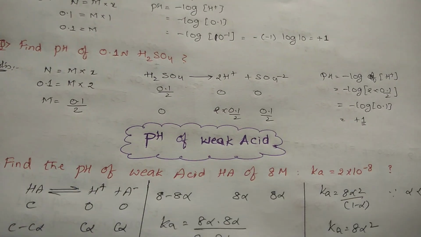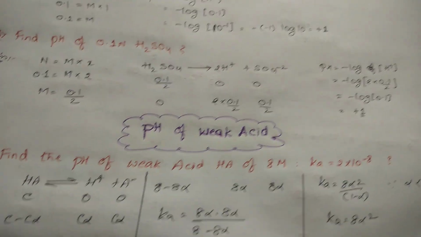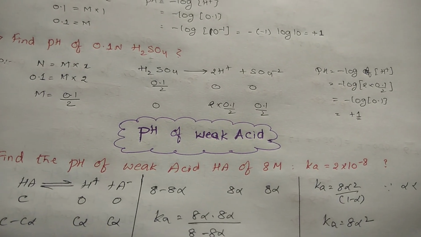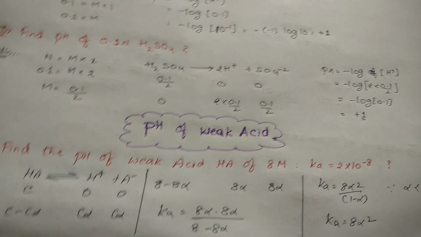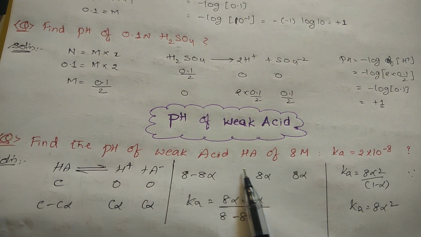Okay students, we shall learn the pH with respect to weak acids. We have learned with respect to strong acids, right? Now with respect to weak acids. Find the pH of weak acid HA.